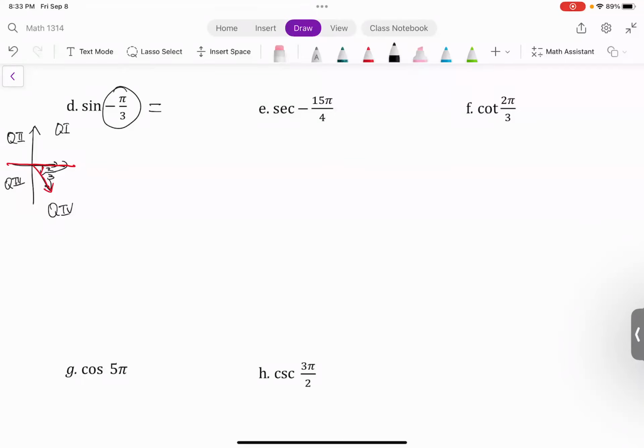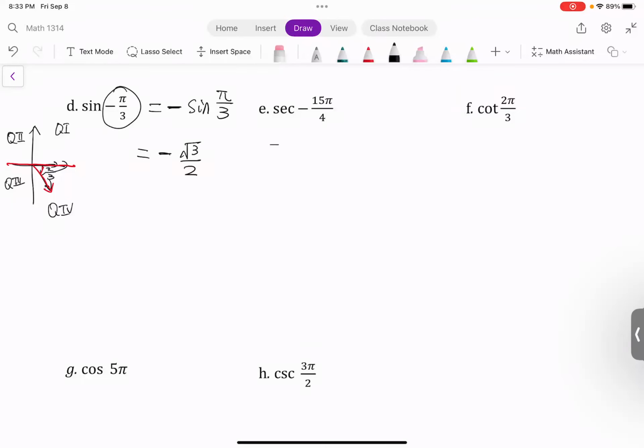In the fourth quadrant, sine is negative. So this equals negative sine of its reference angle, which is pi over 3. What is sine pi over 3? Is that sine 60? Yes, it is. Sine 60 equals square root of 3 over 2. So the solution is negative square root of 3 over 2.